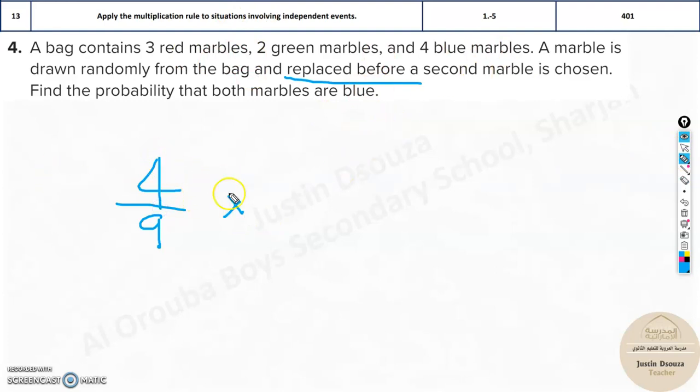Okay, 4 by 9. Now, in the next try, it should have been 3 by 8, but they have told us it is replaced. You choose a marble, I got a blue color, put it back. Now, again, I'm choosing it. So it's going to be the same thing, 4 by 9, because the total marbles are 9, and there are 4 blue marbles. The probability that both are blue marbles is 4 by 9 two times. That will be 16 by 81. So that is the answer.